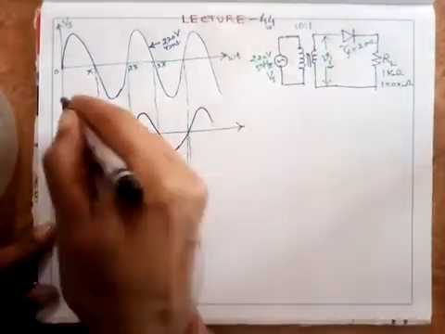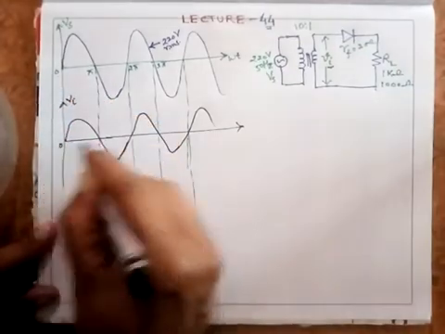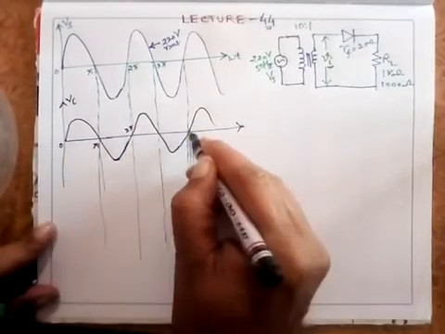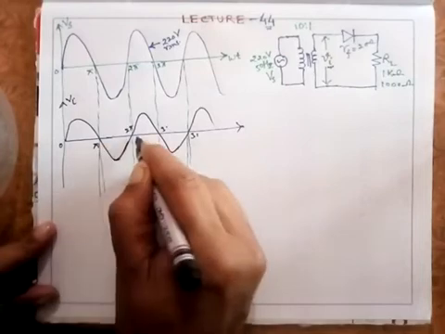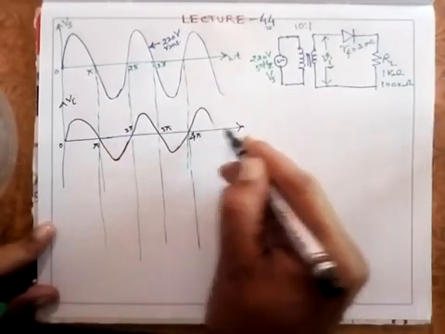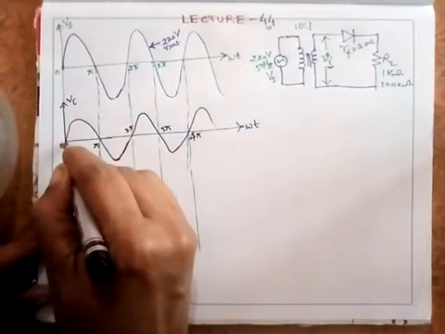This is VI. Of course, this is pi. This is 0, pi, 2 pi, 3 pi, 4 pi, and so on, with respect to omega t. And this is the waveform for this much.